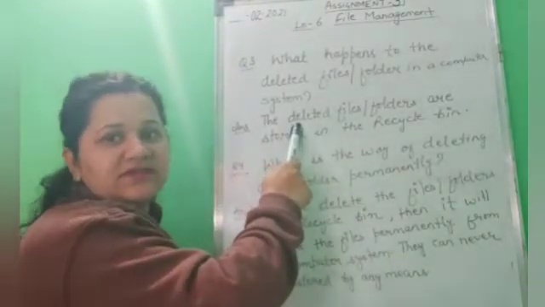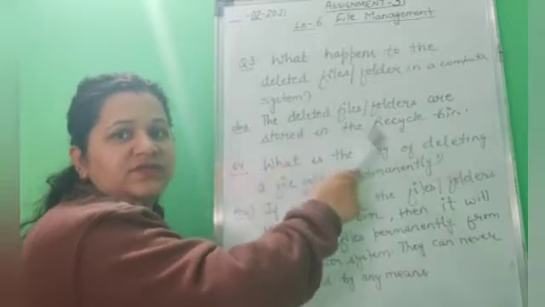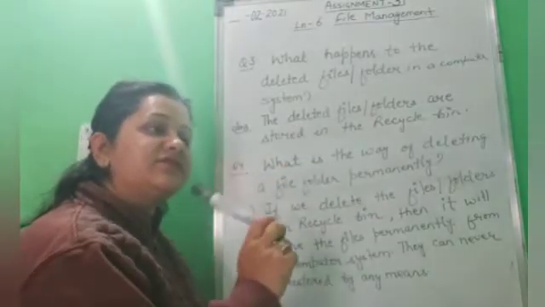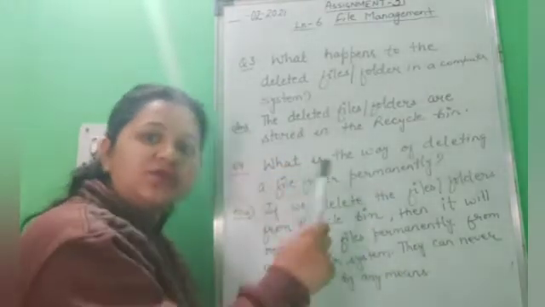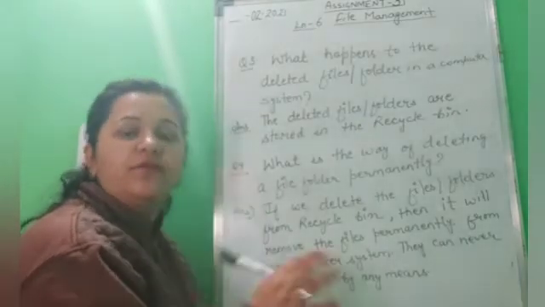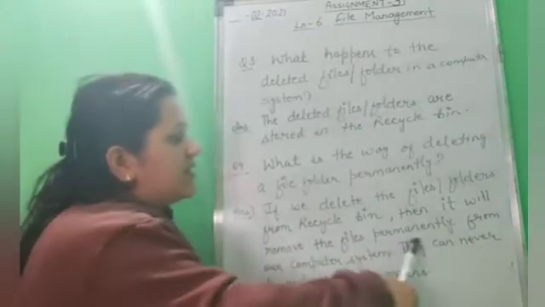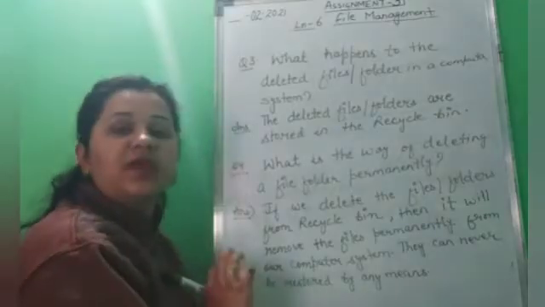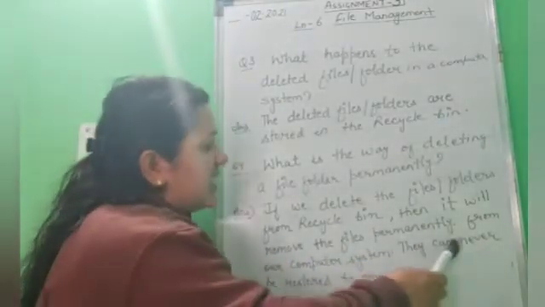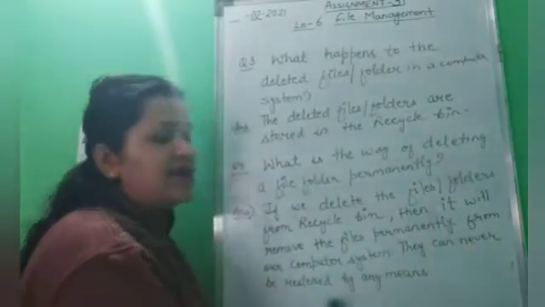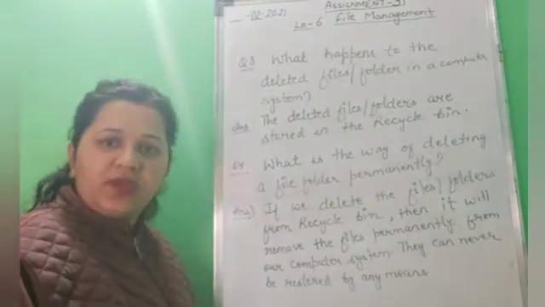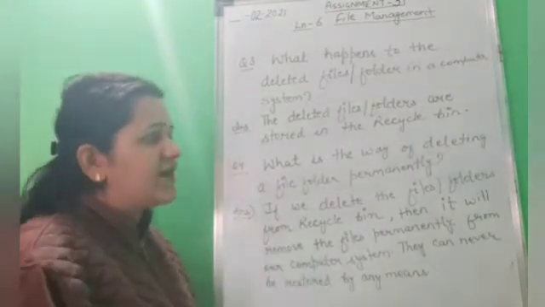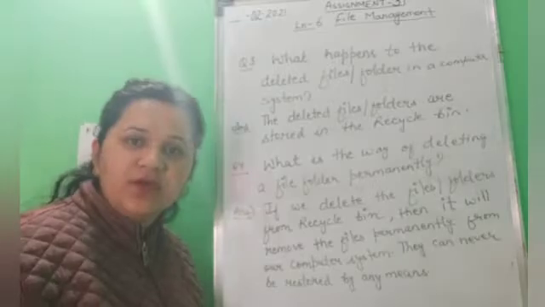As we know, first if we delete any file or folder, they go to the recycle bin. But if we have deleted them from the recycle bin also, then the files will get permanently removed from the computer system. You can never restore them. It means they can never be restored by any means. Okay, children, so this is the way of deleting a file or folder permanently from your computer system.